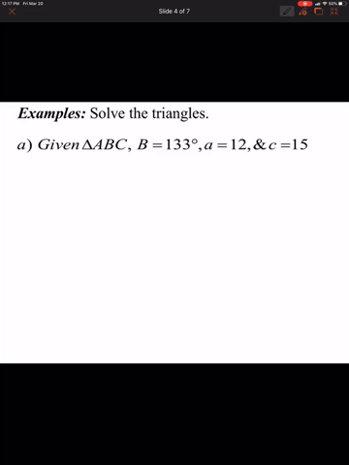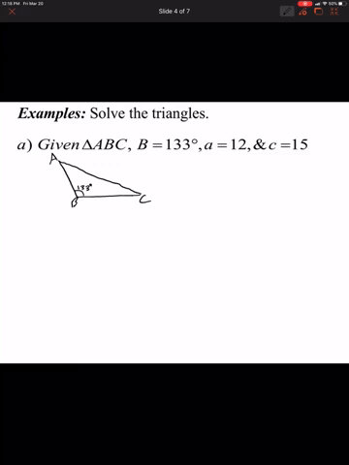And they've given us an angle B, which is 133 degrees, and two sides, A and side C. So let's go ahead and sketch a picture of this triangle, and I'm going to draw in this 133 degree angle right here. It's an obtuse angle. That's angle B in my drawing. And of course we've got angle A and angle C, and you can label those however you like.